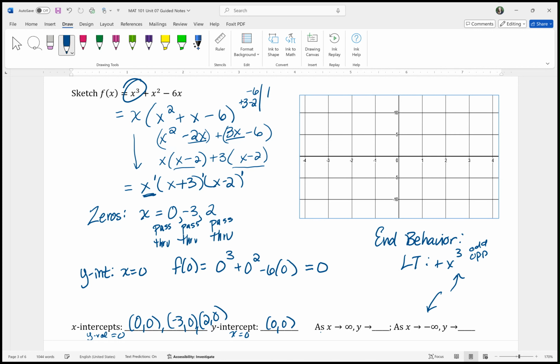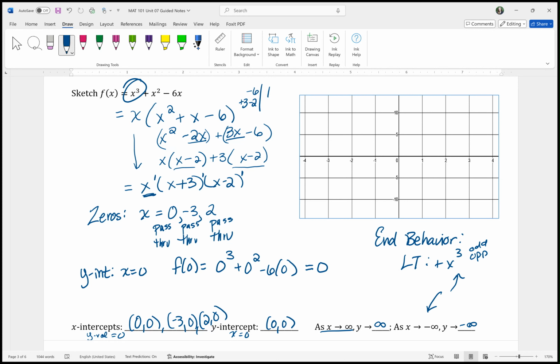So this first one is saying as x approaches infinity, that's the right side. Y approaches what? This is going up, so it's going to infinity. And as x approaches negative infinity, that's the left. Y approaches what? Well, this is going down, so that is negative infinity. So now we've got all of our blanks, and now we need to actually sketch this.